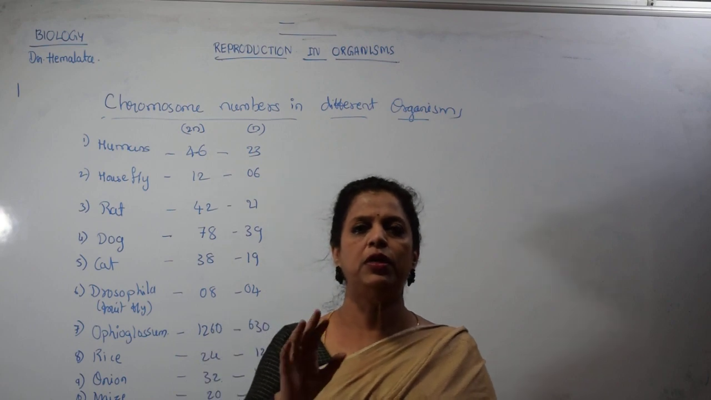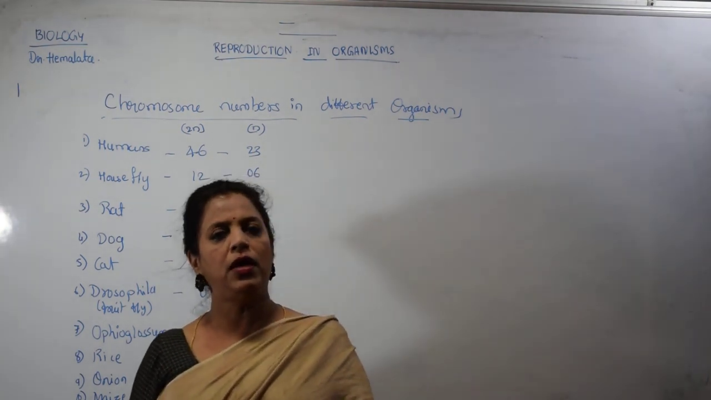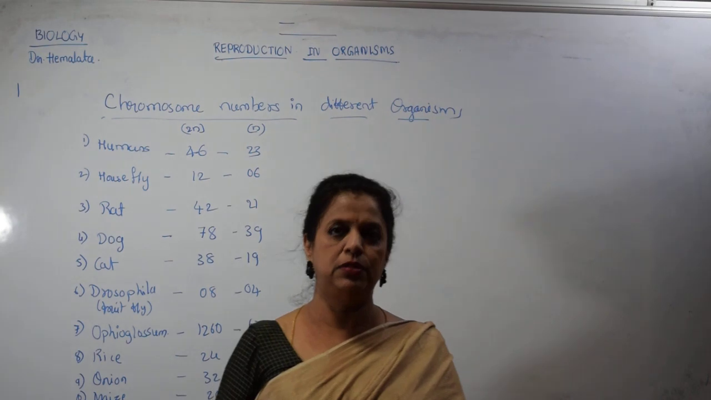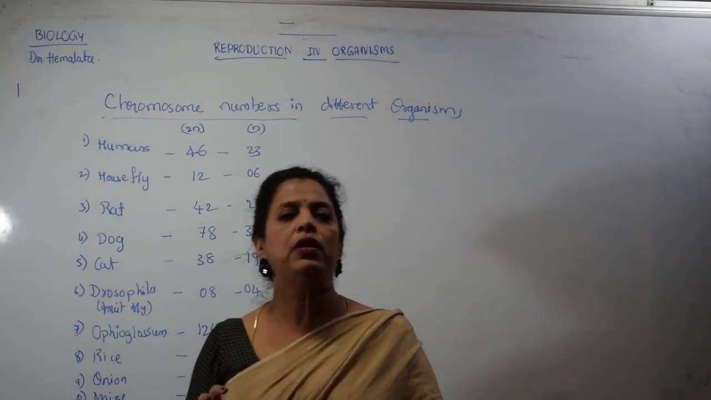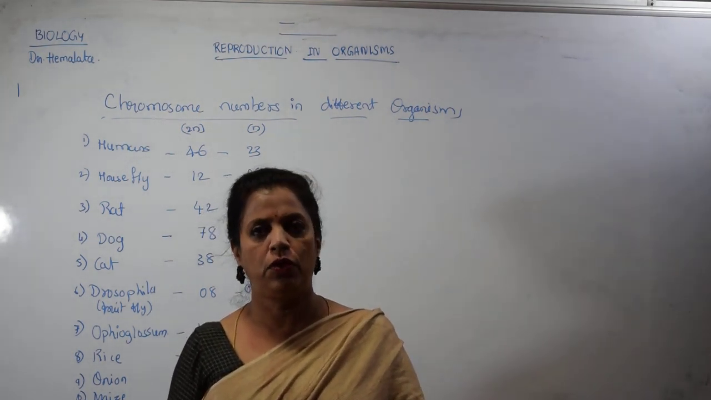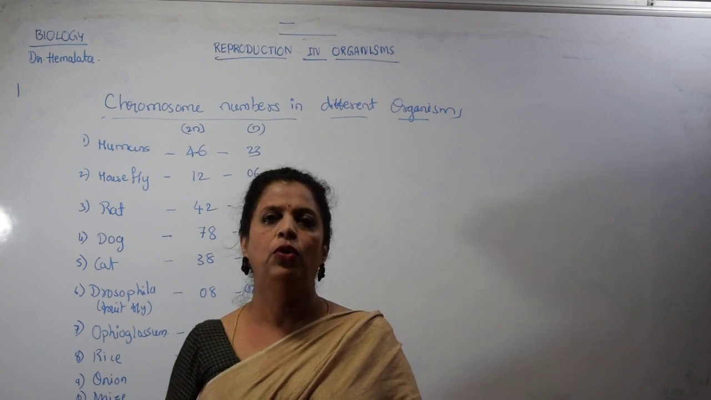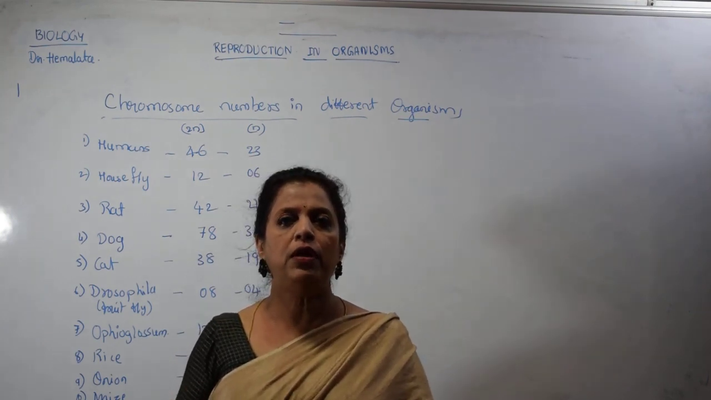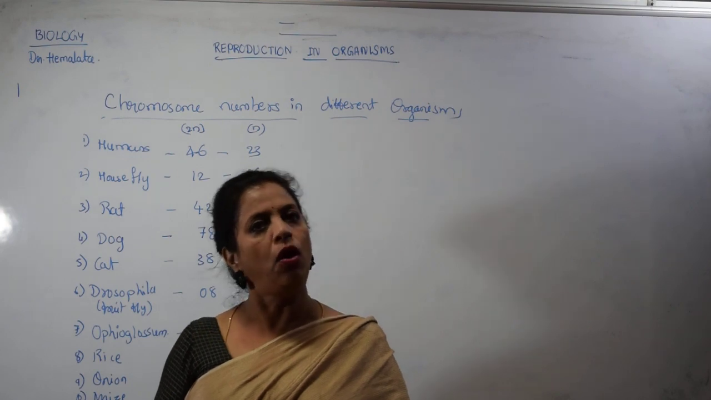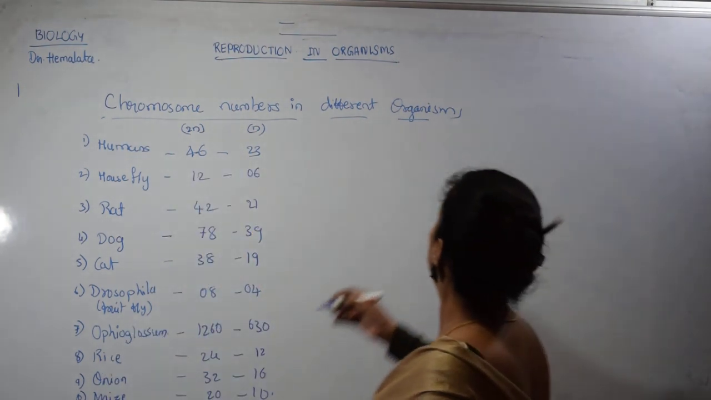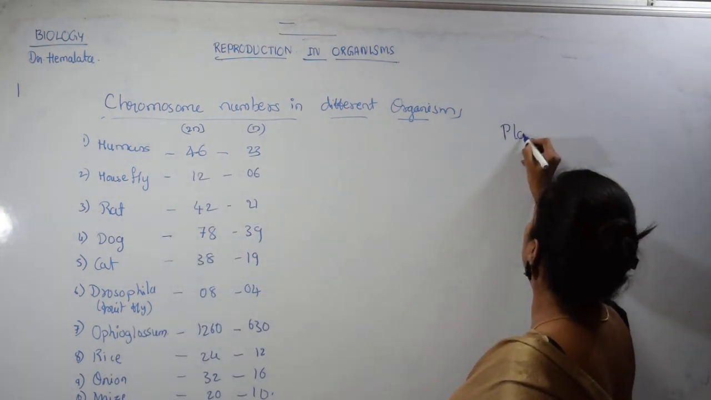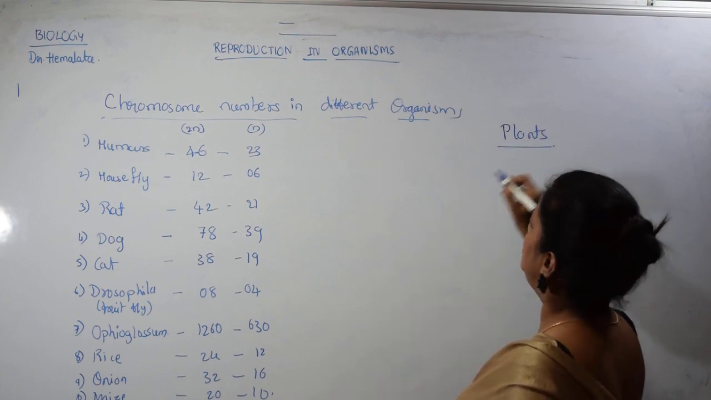So once we have studied sexuality, male and female sex organs, where are they present? Now we need to learn whether the plant has diploid condition or haploid condition. Already I told you, it depends upon whether it is the gametophytic plant or the sporophytic plant. So whenever you talk about plants or animals, the ploidy level is different.